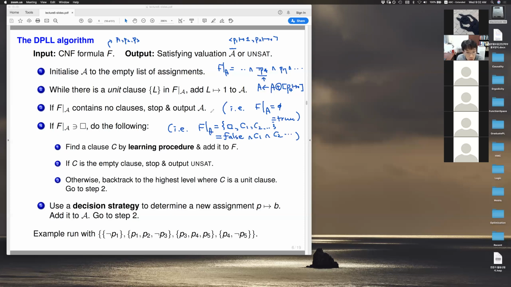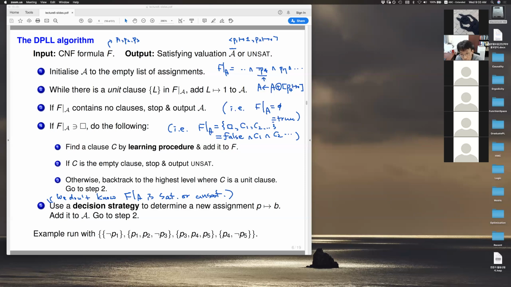So in case number 3, we know F simplified under A is satisfiable. In case 4, we know that F simplified under A is not satisfiable, so it's false. Step 5 says there may be some case where we don't know. So step 5 is neither of step 3 nor step 4. We don't know whether F simplified under A is satisfiable or not. So we don't know if it's either satisfiable or unsatisfiable.